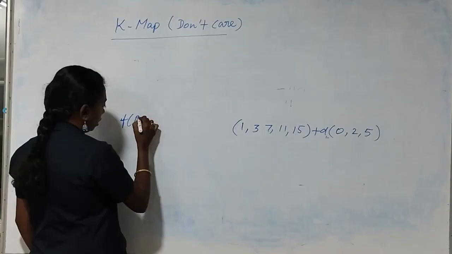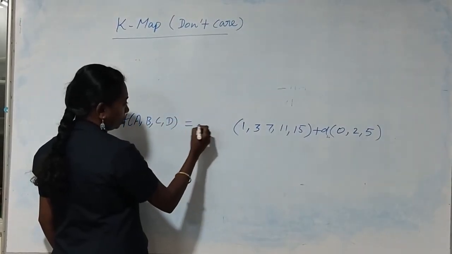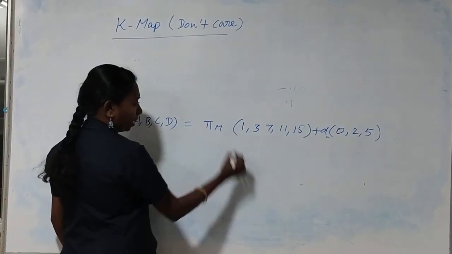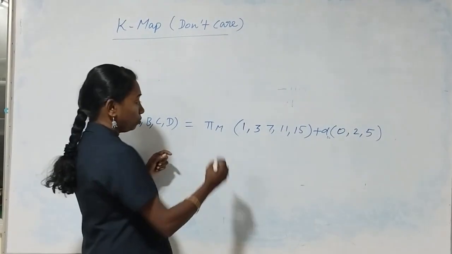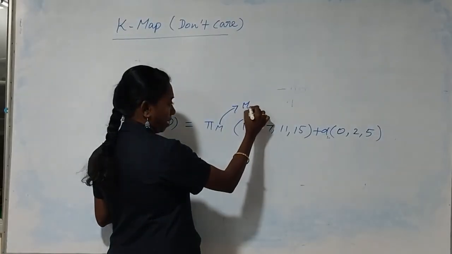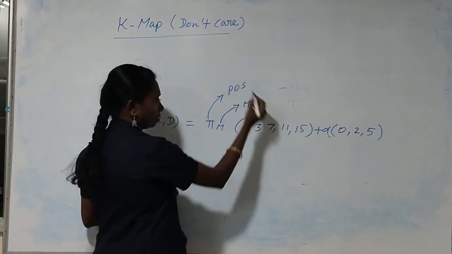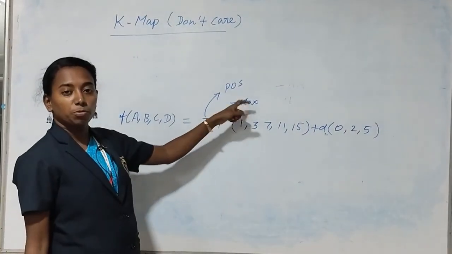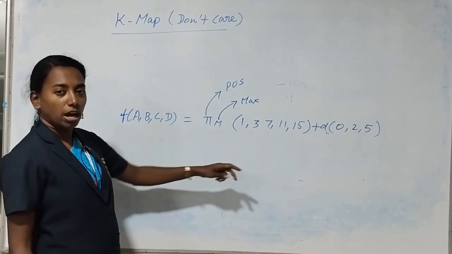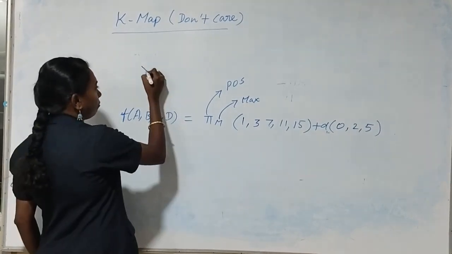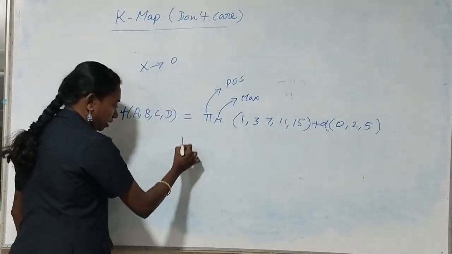So f of A, B, C, and D. So this is your pi M, or you can take it as pi. Okay. So since this is pi M, so this M represents max term, and this pi represents your POS. Okay. So when it is product of sum for the given values, you should mark 0 instead of 1. Okay. And for X, it should be considered as 0. So I am going with the K map.